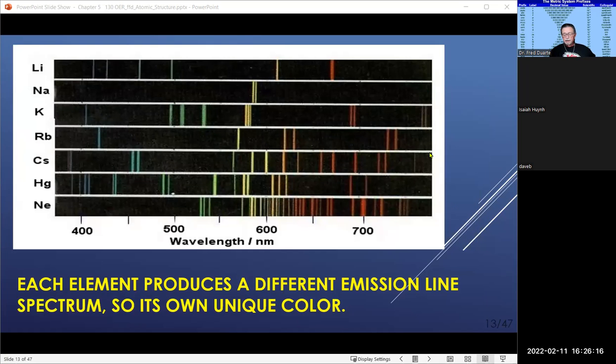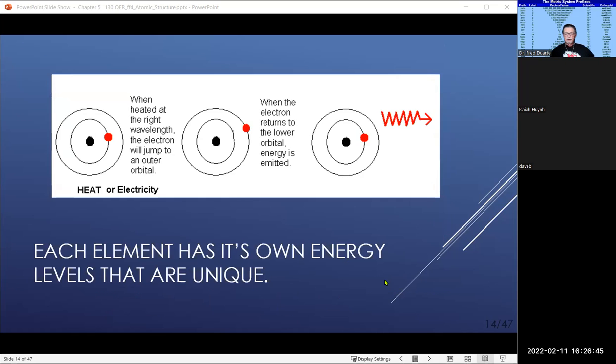If we do a number of different elements, we end up with a totally different line spectrum for each one. Yes, there may be some similarities because maybe they share the properties of certain electrons, but definitely separate, different, unique for each one. So we've got lithium and sodium here, potassium, all right? And that is the specific wavelength. So each element produces a different emission line spectrum, and it's a unique spectrum.